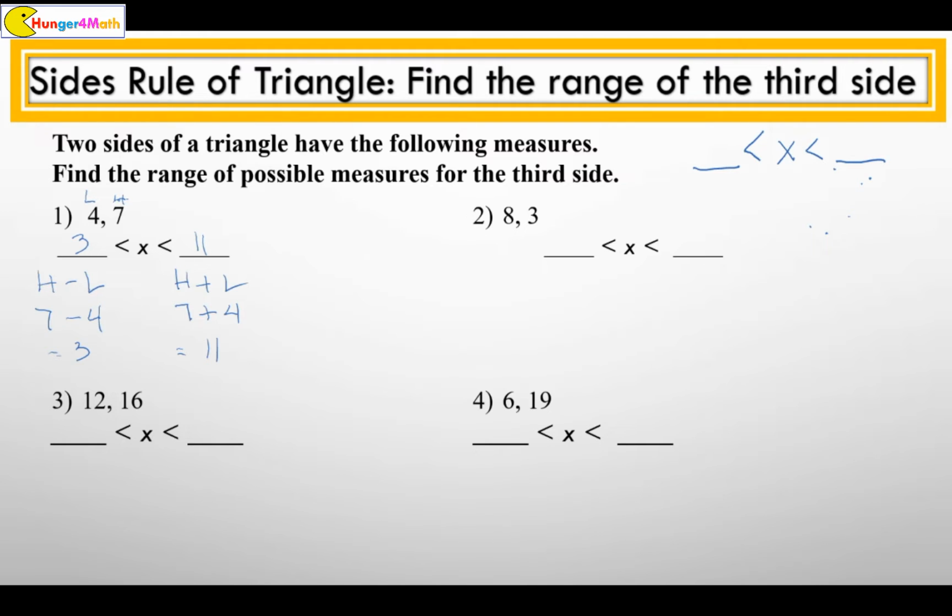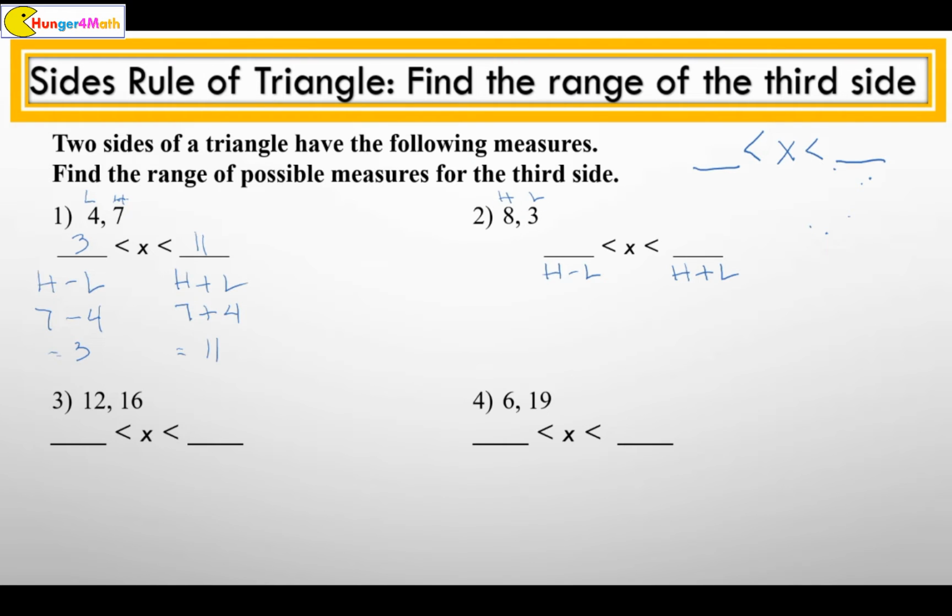Moving on to our number 2. Here, the given two sides are 8 and 3. So the same thing: here will be the higher minus the lower number. Here will be the higher number plus the lower number. 8 will be the higher number and 3 will be the lower number.